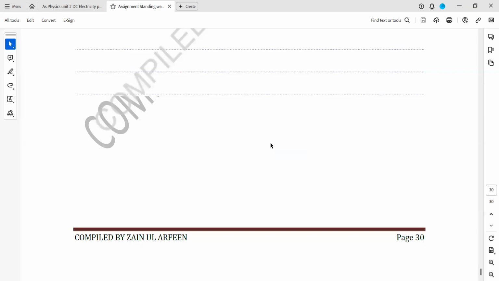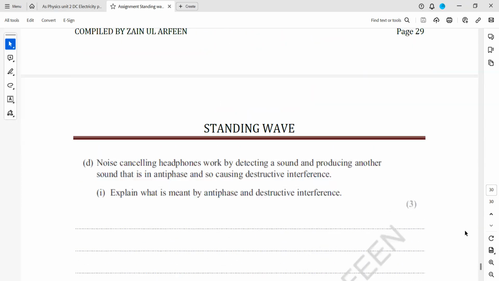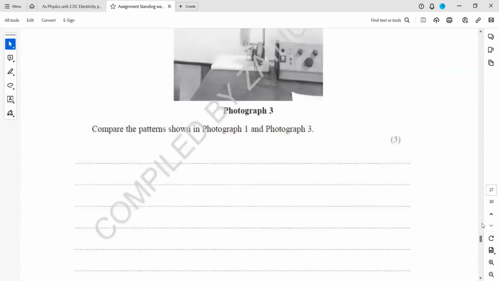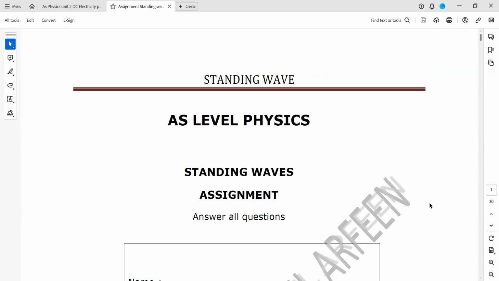So this was question 32 from the standing wave assignment.